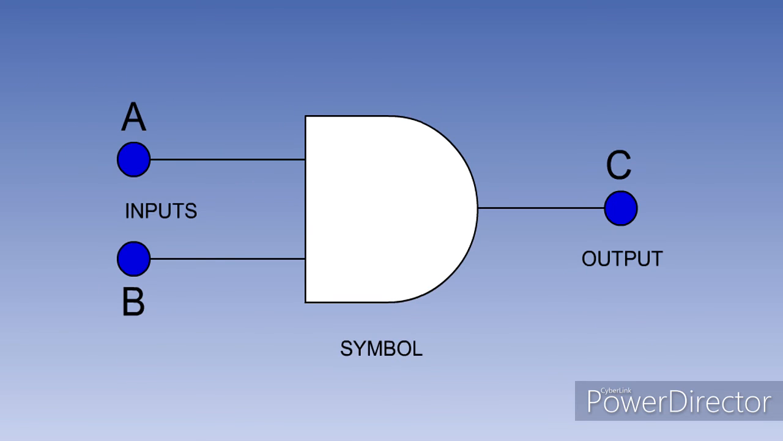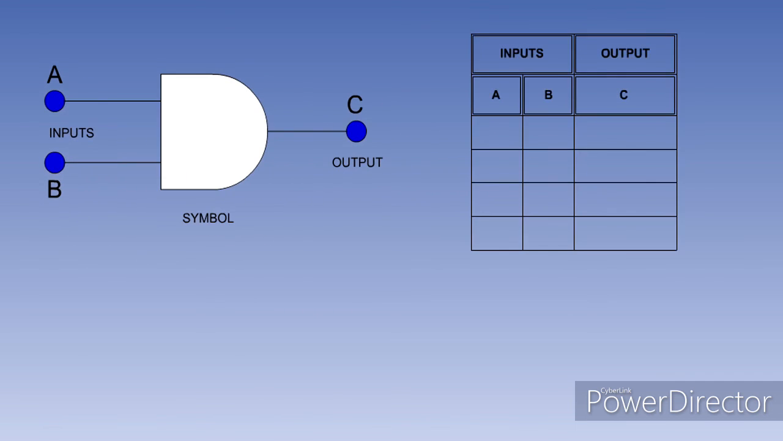Shown on the screen is the symbol for an AND gate. The AND gate is used to represent a situation where all inputs to the gate must be 1 to produce a 1 output. If any input is a 0, the output will be 0. The AND gate can have 2 or more inputs. We can build up the truth table for this 2-input AND gate by looking at all of the possible combinations of inputs and outputs.